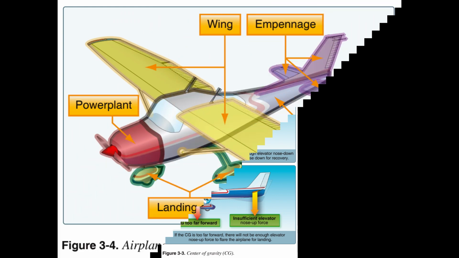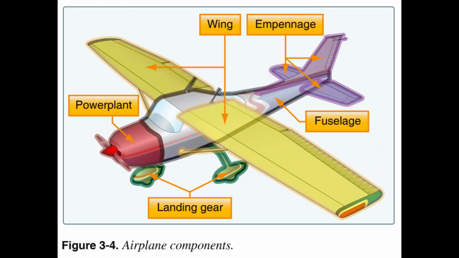Major components. Although airplanes are designed for a variety of purposes, most of them have the same major components. Figure 3.4. The overall characteristics are largely determined by the original design objectives. Most airplane structures include a fuselage, wings, an empennage, landing gear, and a powerplant.